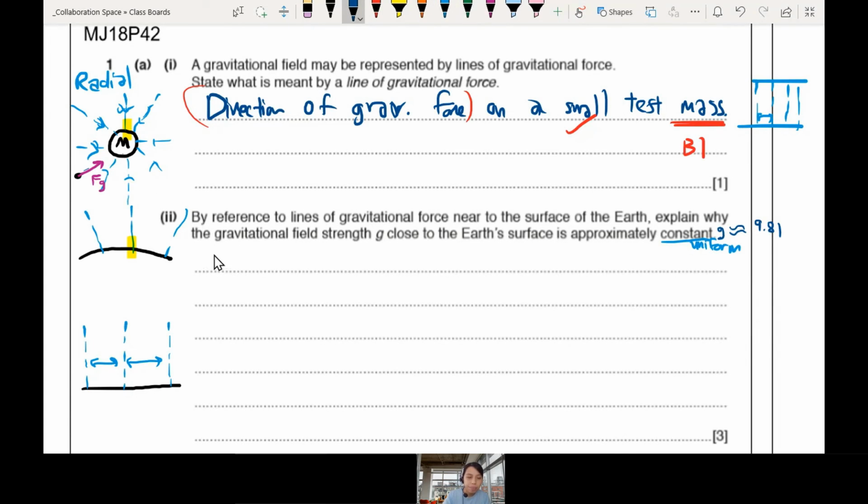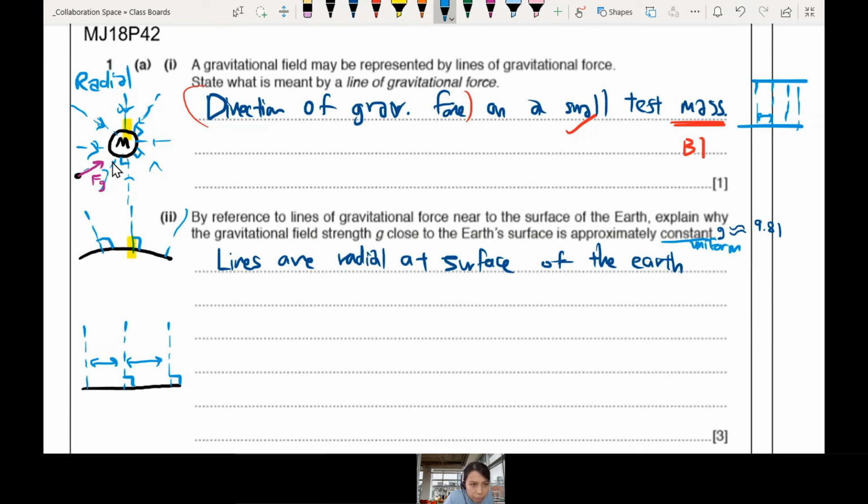First one, you talk about radial. So the lines are actually radial at the surface of the earth. It's not uniform, it looks uniform, but it's actually radial. Every single line of this is perpendicular, perpendicular, perpendicular. You can also draw them perpendicular, radial. Then how do we describe this near the Earth's surface? You zoom in, it's almost flat. Don't write like that. That's not the physics term.